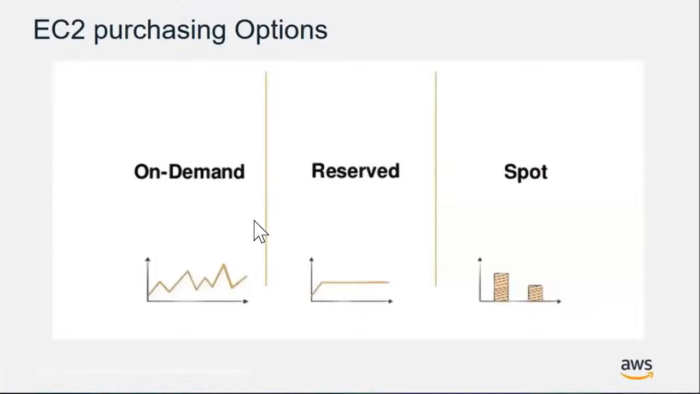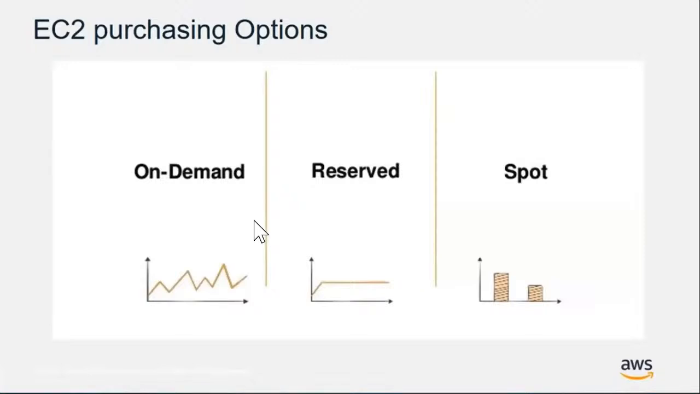Now there are multiple purchasing options in EC2, and it is important to understand the difference between the three. What is the difference among them? On demand is the purchasing model that allows you to pay as you go.